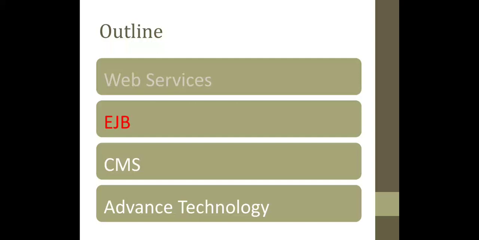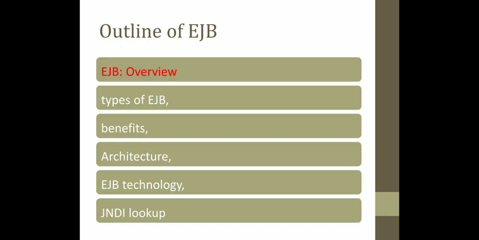Unit 6 is totally based on web services, and in the previous session we have gone through the idea of web services and how it is used in today's technological world. So in today's session we are going to see the second part, that is EJB, that means Enterprise Java Beans. Under that we are going to see its overview, types, benefits, architecture, how the EJB technology actually works, and JNDI lookup.